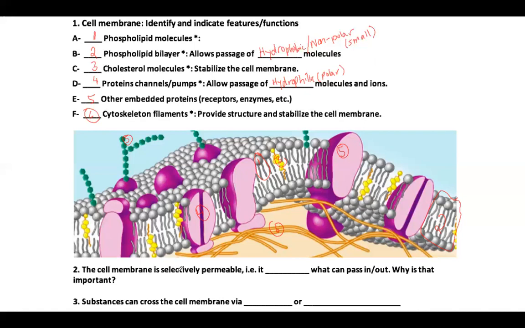The cell membrane is selectively permeable. This means it can control or decide what can pass in or out. Why is this important? Well, it acts like a security, making sure that nothing harmful to the cell can pass through, like pathogens.